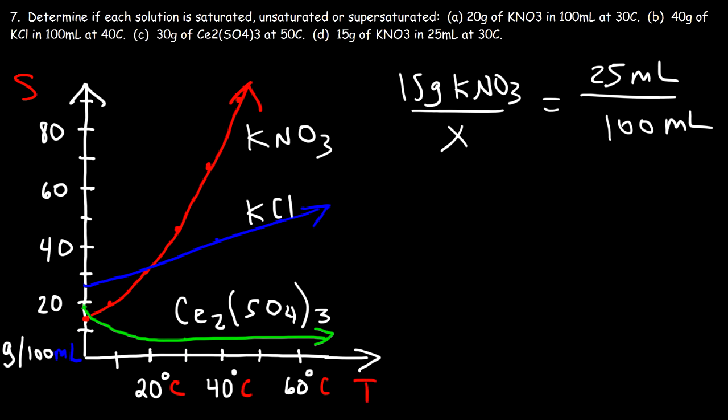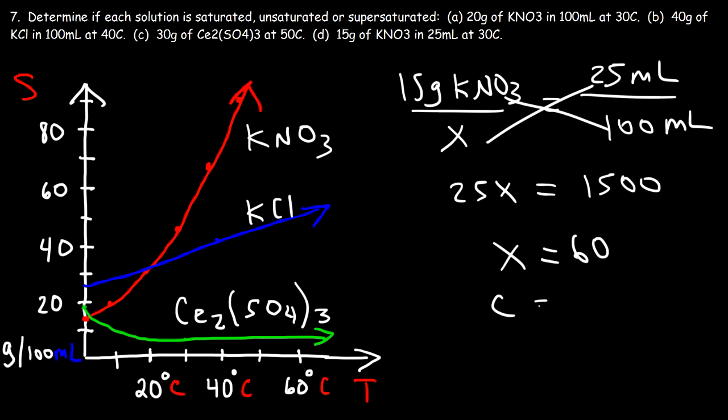So notice that we need to increase the volume by a factor of 4. So 100 divided by 25 is 4. So therefore we have to increase the mass by 4. So 15 times 4 is 60. So it should be 60 grams per KNO3. But if you want to do the work, it's 25x, which is equal to 15 times 100, that's 1500. And then take 1500 divided by 25. So x is 60. So therefore the concentration is 60 grams of potassium nitrate per 100 milliliters of water.